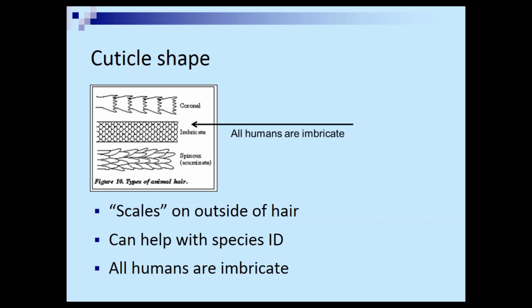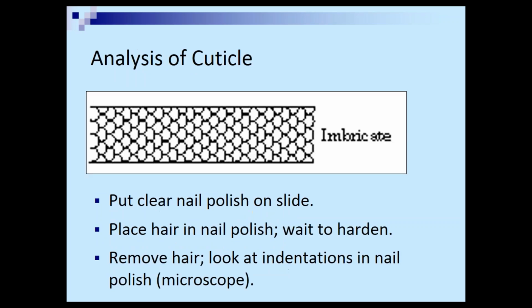Now, if you'll notice in the previous slides that we're looking at, the cuticle can't really be observed in a compound microscope. You just see the inside of the hair, like the inside of a pencil. So how do you observe the pattern of the cuticle? It's an indirect process where you make an impression of the hair.